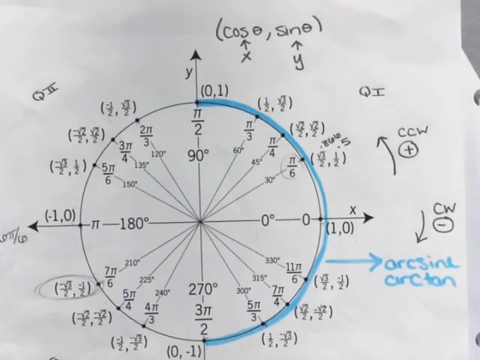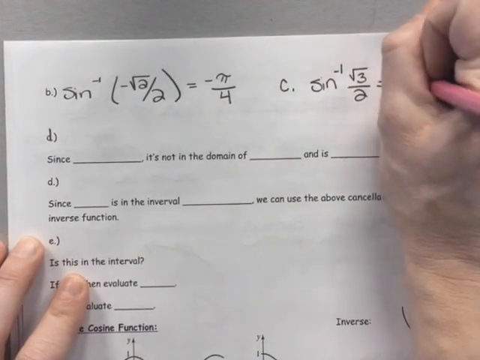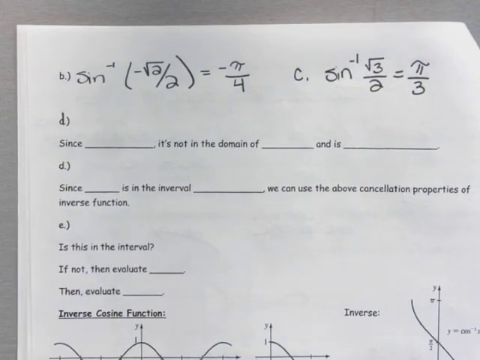So take a look. Don't say the answer. Take a look. Staying in your fly zone, what angle would take me to a y value of root 3 over 2? Positive root 3 over 2. Which one is it? I heard somebody say it. Pi over 3. So again, we're looking for angles today. We are angle hunters. We are looking for what angle.